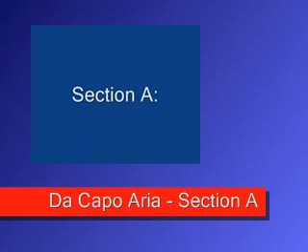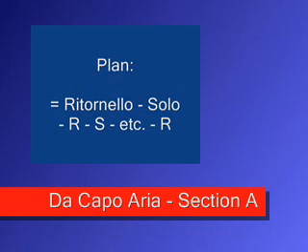You will need to know every detail of the A section so that you can tell how it differs from the A prime section at the end. The plan of the A section should look familiar to you. It is ritornello, solo, etc., ending with a ritornello section. Isn't that the very same plan as a ritornello principal Baroque concerto movement?